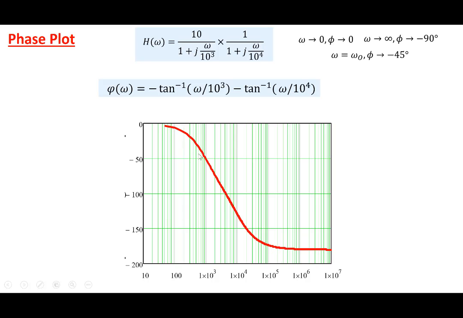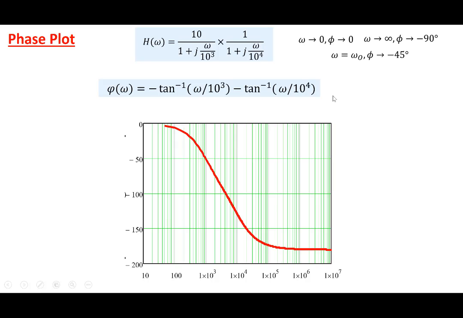And in between is a more complicated relationship. For example, if you want to find out what is happening at 10 to the power 3. So at 10 to the power 3, omega is 10 to the power 3. This term, of course, tan inverse 1, will contribute 45 degrees. But this one will also contribute something here, right? So this one is not exactly 0. That's why when we go to 10 to the power 3, you can see here the phase is around minus 50. So this is also contributing, okay?